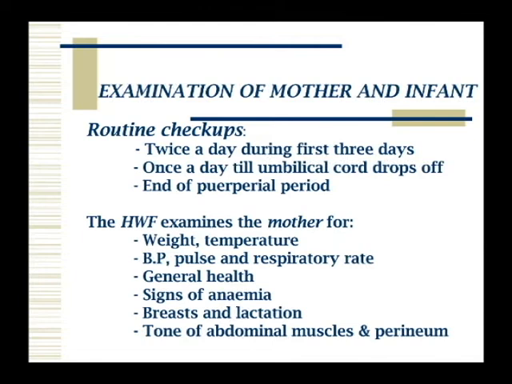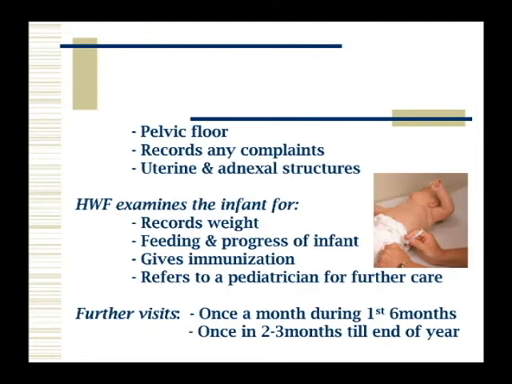Now coming to how you have to examine the mother and infant. First is the routine checkup, that is twice a day during the first 3 days and once a day until the umbilical cord drops off, and until the end of the puerperium period, that's after 6 weeks. Okay, so the female health worker examines the mother, either at home or at the hospital. First, they look for weight and temperature, blood pressure, pulse, respiratory rate, general health, signs of anemia, breast and lactation, tone of abdominal muscles, PPH, pelvic floor, record any complication if it is present, and uterine and perineal structures, how they are, and whether they are coming back to normal state. These are all the things which they examine.